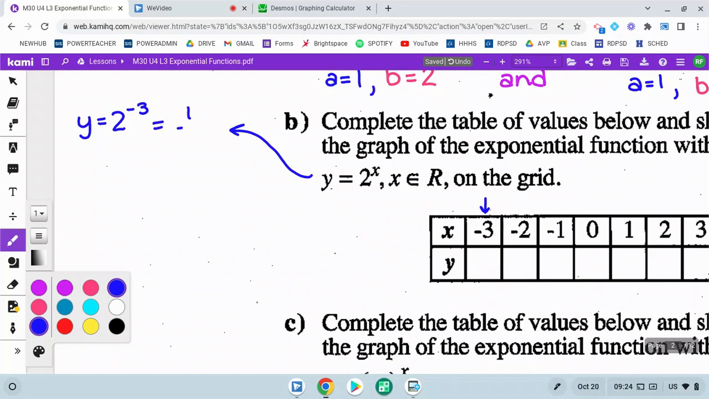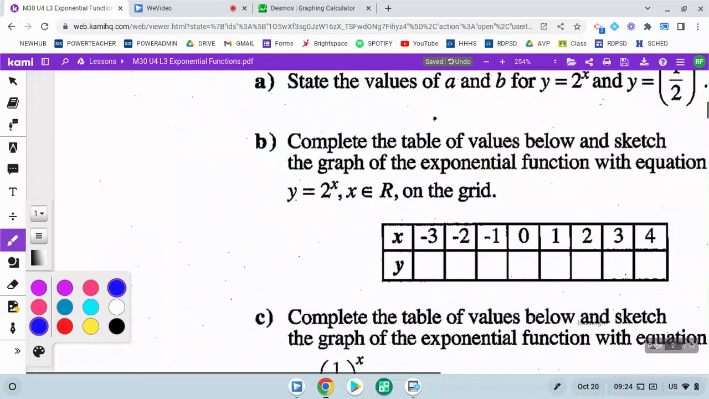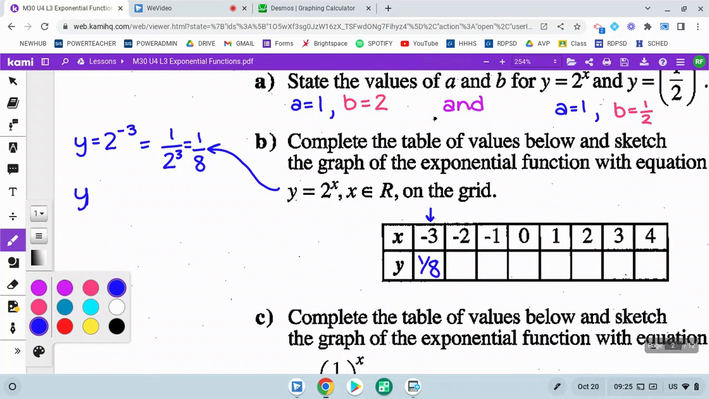We know that a negative exponent means that we can push it in the opposite direction it started in and turn it positive. And then maybe you also know that 2 to the power of 3 is 8. So now I know my y value there is 1/8. I could do the same thing with my next x value of -2. Once again, that negative exponent is going to push my power into the denominator. And then you definitely know that 2 squared is 4.